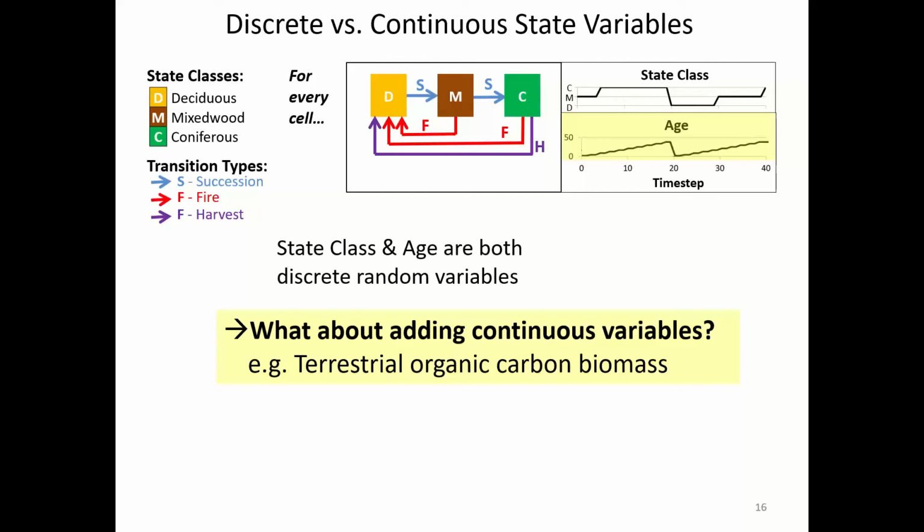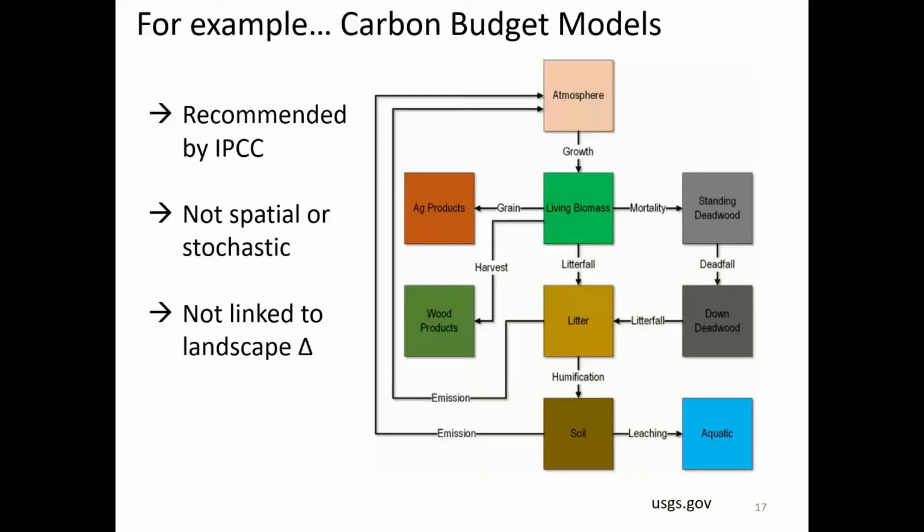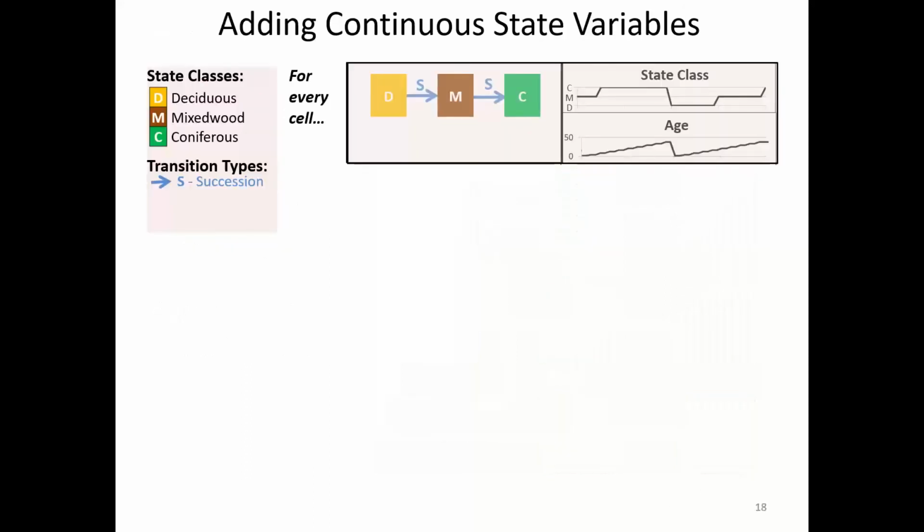So this goes beyond the state and transition simulation model, but it's something we use, for example, to track biomass. Carbon in particular is where most of the funding came from. So this is an example. You might have a carbon budget model where you're trying to track for every cell in your landscape the continuous quantity of biomass in each one of, say, several carbon pools. This is a classic carbon budget model. So we developed some tools that go along with STSim now to allow you to do that.